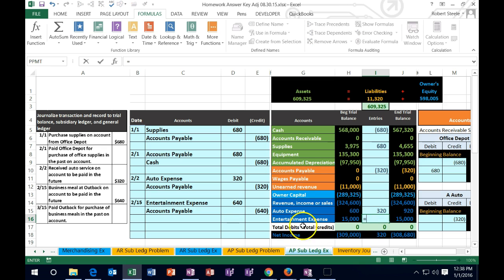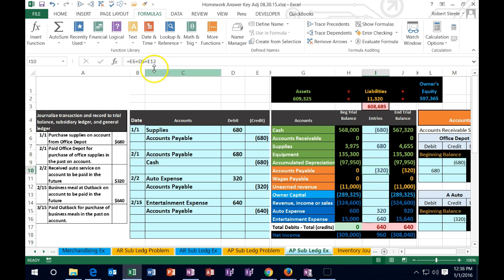Equals, and we're going to point to the 640 for the meals and entertainment. And once we hit enter, what's going to happen? It's going to go up by 640, put us out of balance, and net income will go down. So there we have that. Then we're going to post the accounts payable to the trial balance. Here's accounts payable. Here's where we want to post it. There's something in there. What's in there?